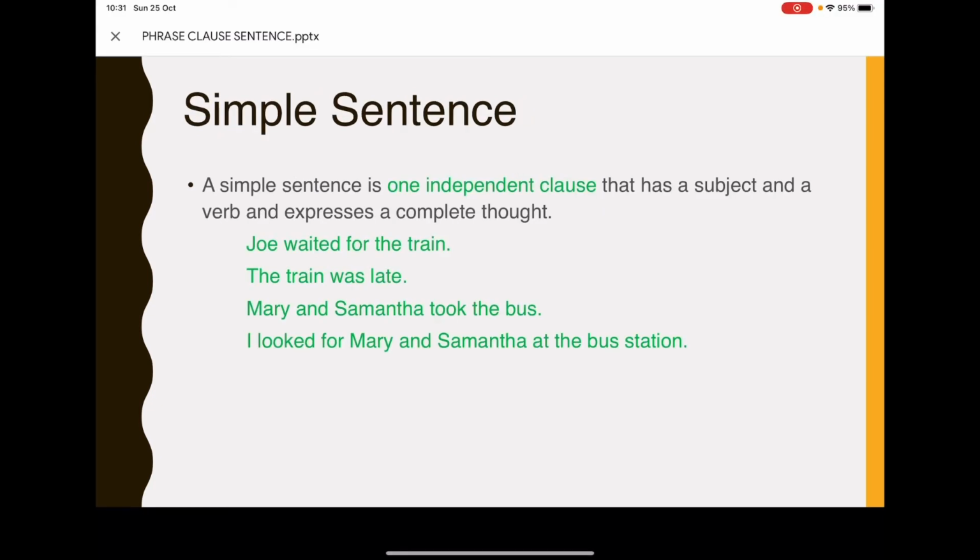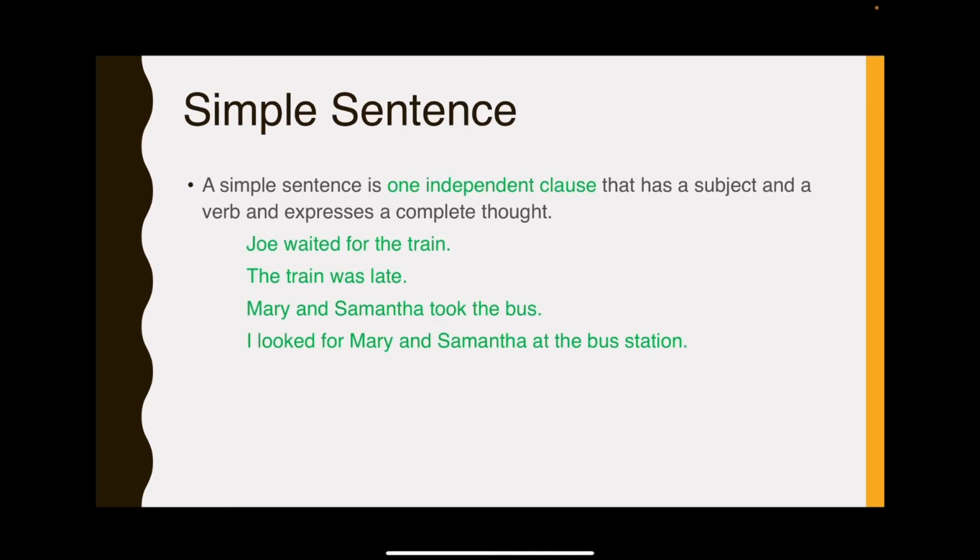Okay, let's start with the first one, the simple sentence. The simple sentence is one independent clause that has a subject and a verb and expresses a complete thought. I can say that this is exactly the same story as when we discussed the independent clause last time. That's because we have a subject and then a verb to express a complete thought. That's it for the simple sentence.